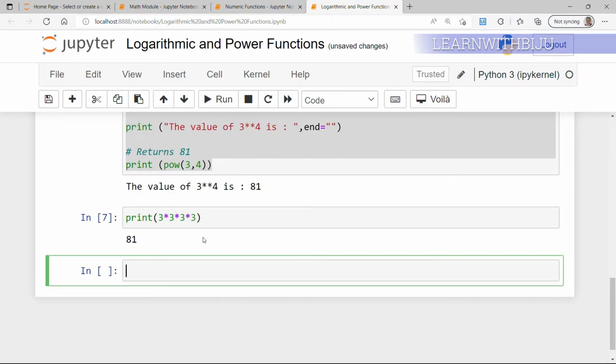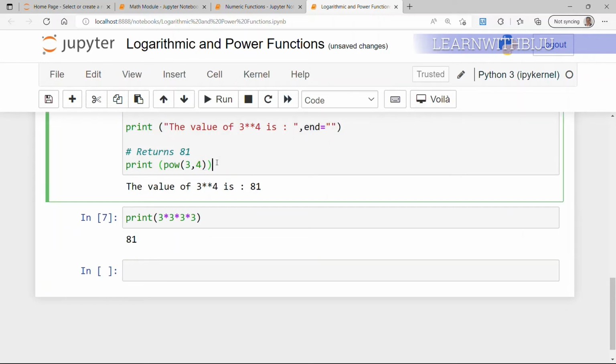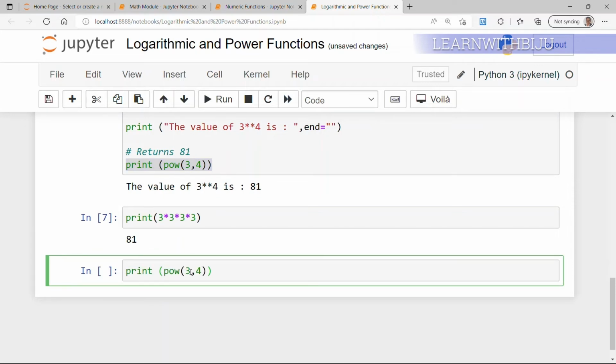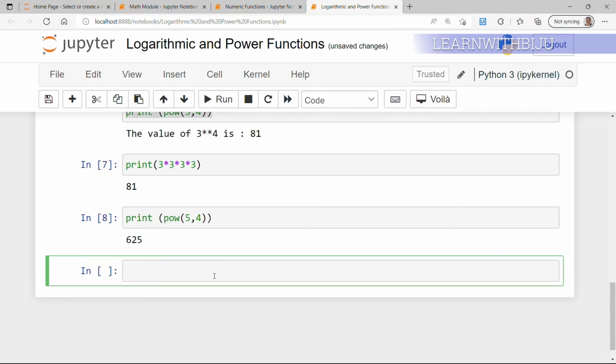So the fourth power of 3 is 81. So if I want to see the fourth power of 5, what's the power of that? It's 625. Okay, so we have the function power.